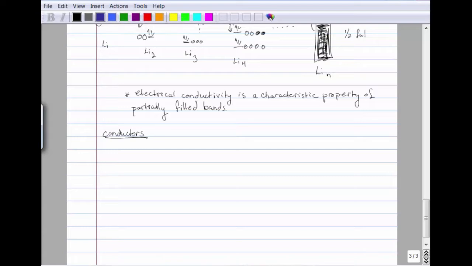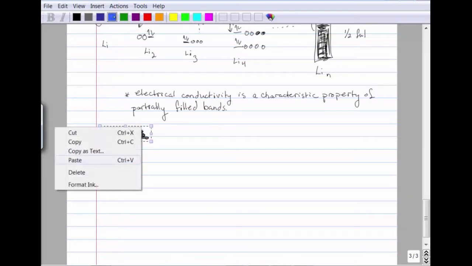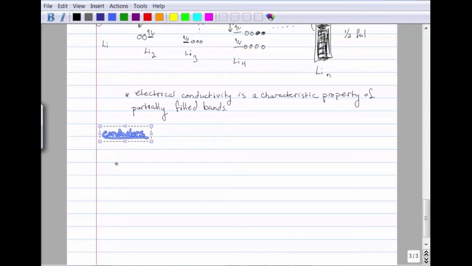I'm going to make this blue. Okay, so conductors look like this. They can either have a partially filled band, like we just said, and what that means is that there's no energy difference, or there's no big energy barrier for electrons to be promoted.